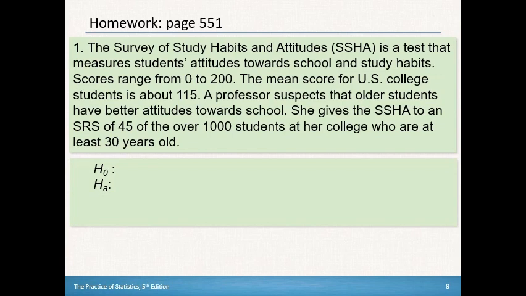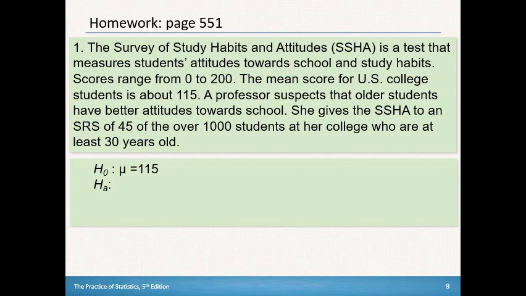All right, so our null hypothesis will be that there basically is no difference between older and younger students, right? Older students are not different than younger students. They have the same, right? That's the null hypothesis. So there is no difference. And so how does that look? That looks like, well, the mu for older students is the same as the mu for younger students. So the mu is going to be 115. The mean test score is 115.